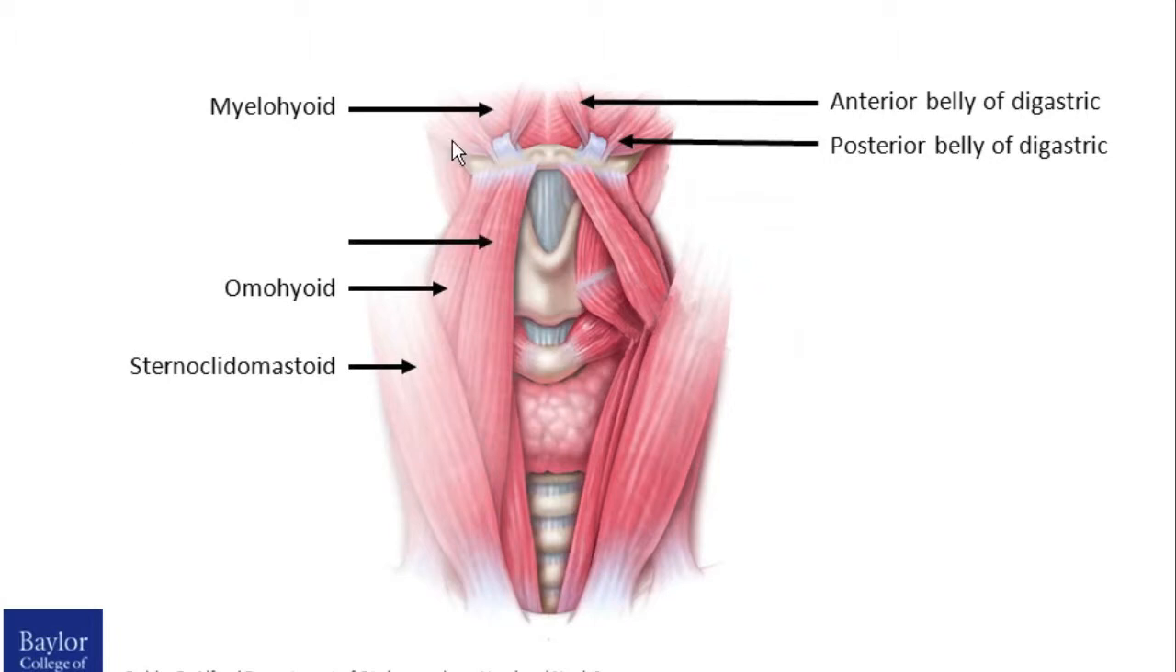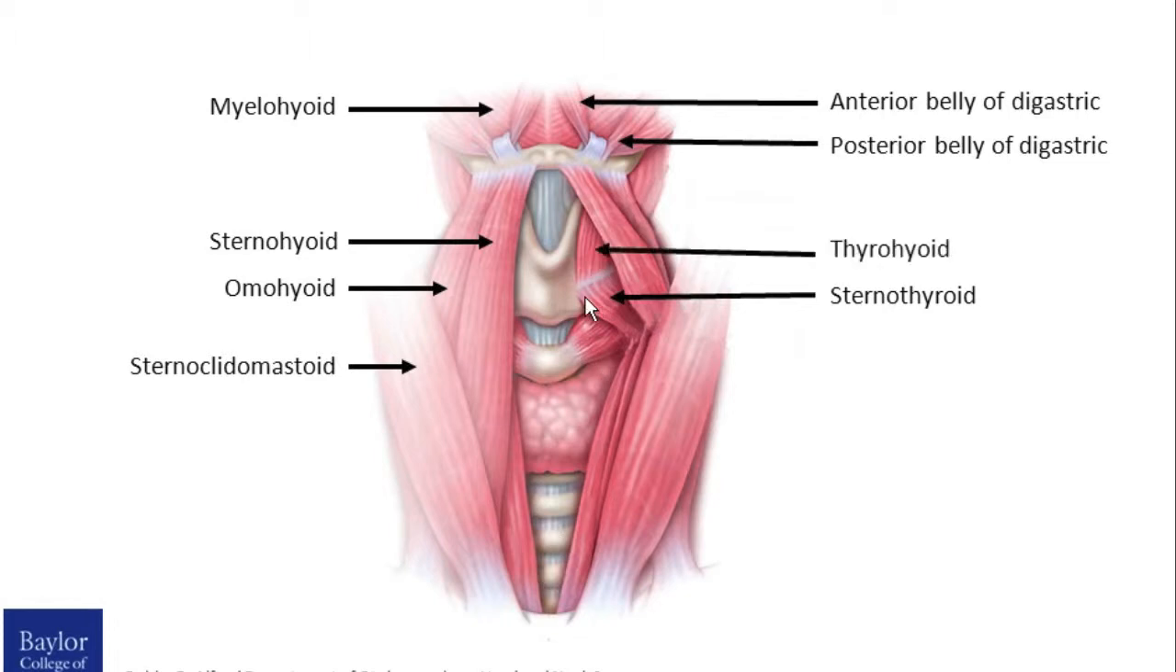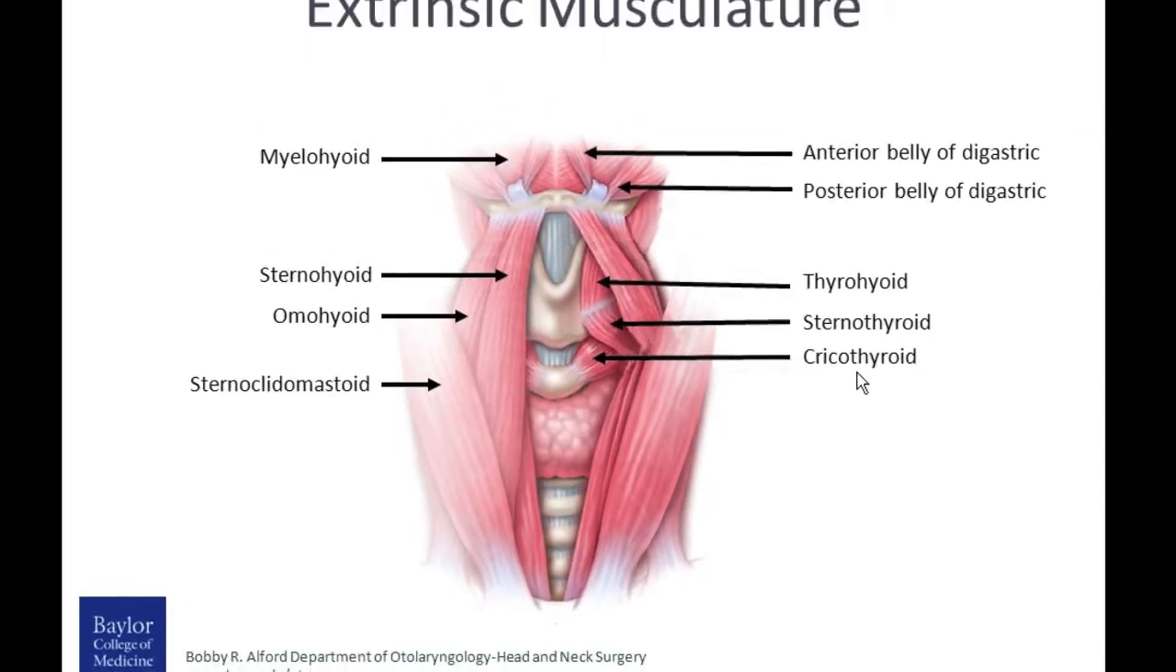The next is the sternohyoid muscle. Again, this attaches at the sternum and goes up to the hyoid bone. The next medial muscle, if you look on the side where we virtually pulled the muscles aside, is the sternothyroid muscle. The muscle going from the thyroid to the hyoid bone is known as the thyrohyoid muscle. And finally, the muscle going from the cricoid to the thyroid cartilage is known as the cricothyroid muscle.